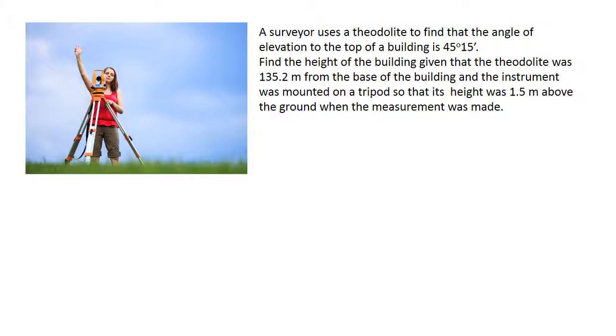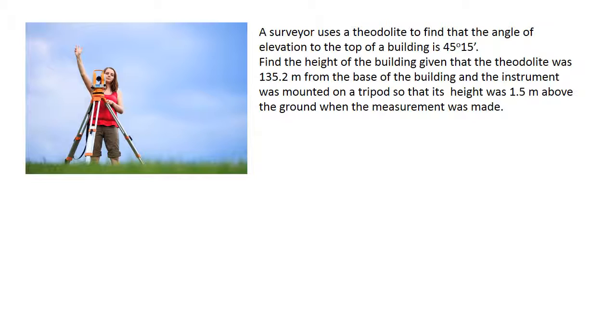A surveyor uses the theodolite to find that the angle of elevation to the top of a building is 45 degrees and 15 minutes. Find the height of the building given that the theodolite was 135.2 metres from the base of the building and the instrument was mounted on a tripod so that its height was 1.5 metres above the ground when the measurement was made.